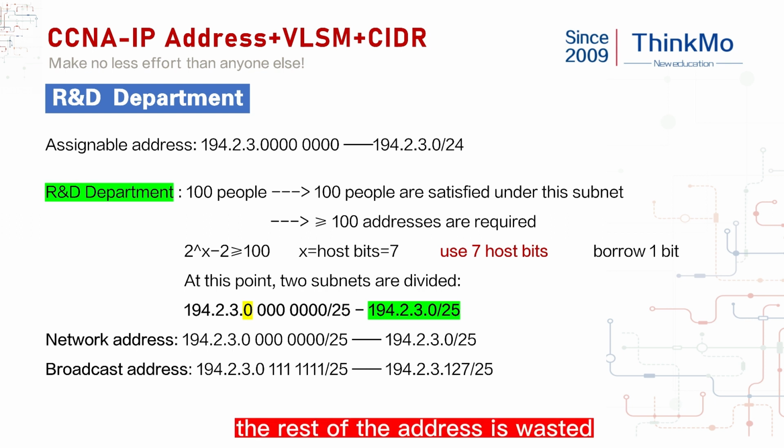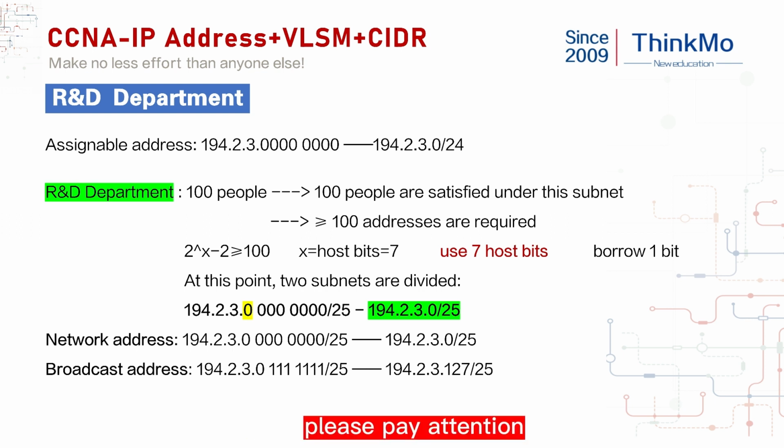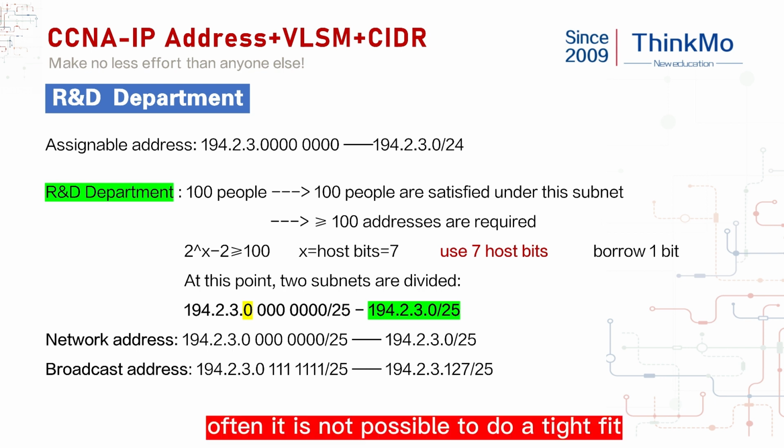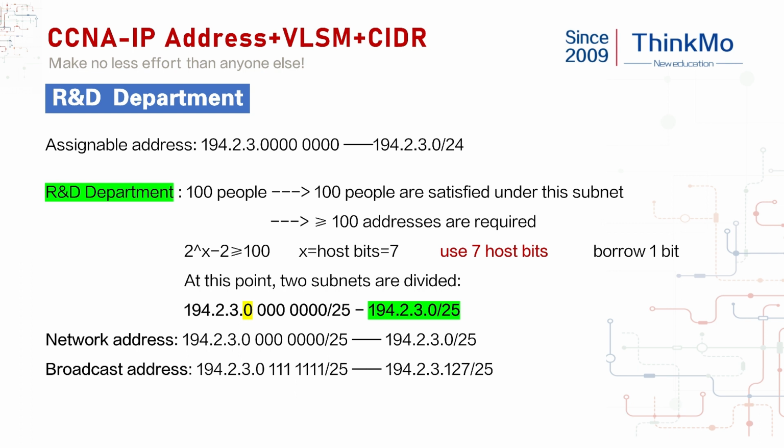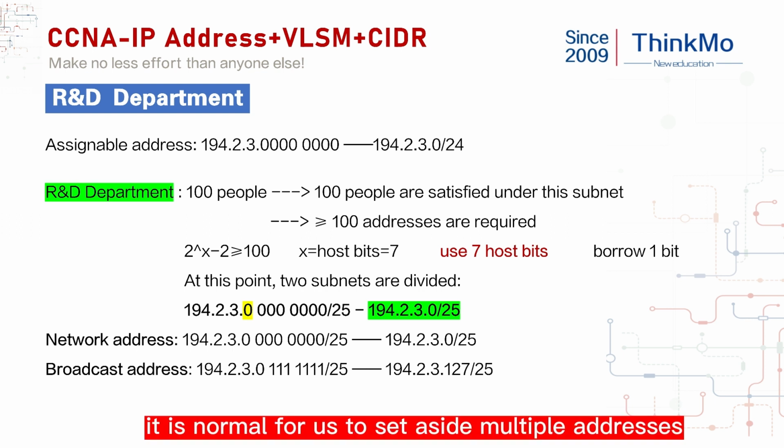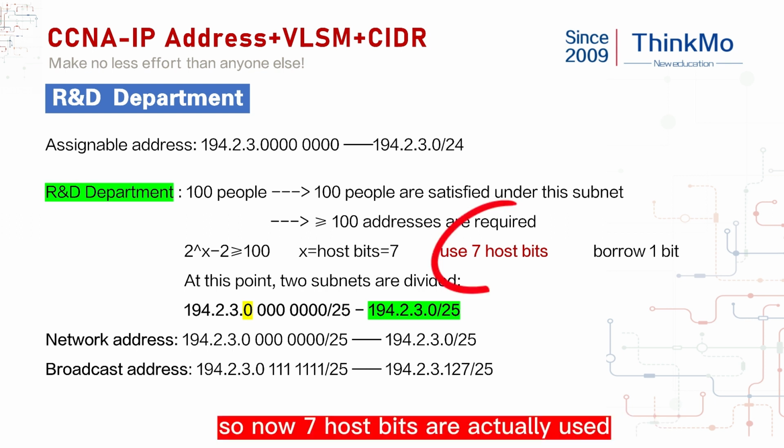The rest of the address is wasted. Please pay attention. We use this method when calculating. Often it is not possible to do a tight fit, not exactly calculated. So, it is normal for us to set aside multiple addresses. So now 7 host bits are actually used.